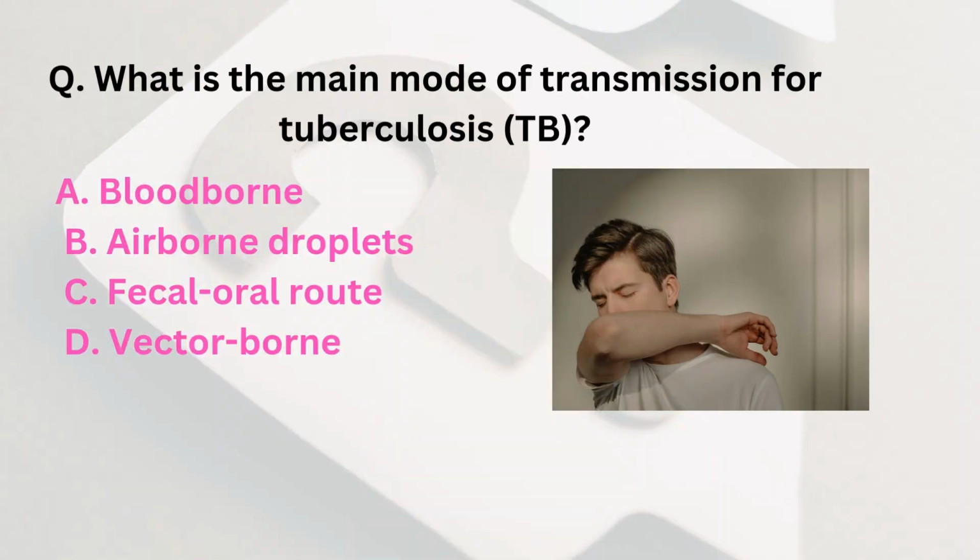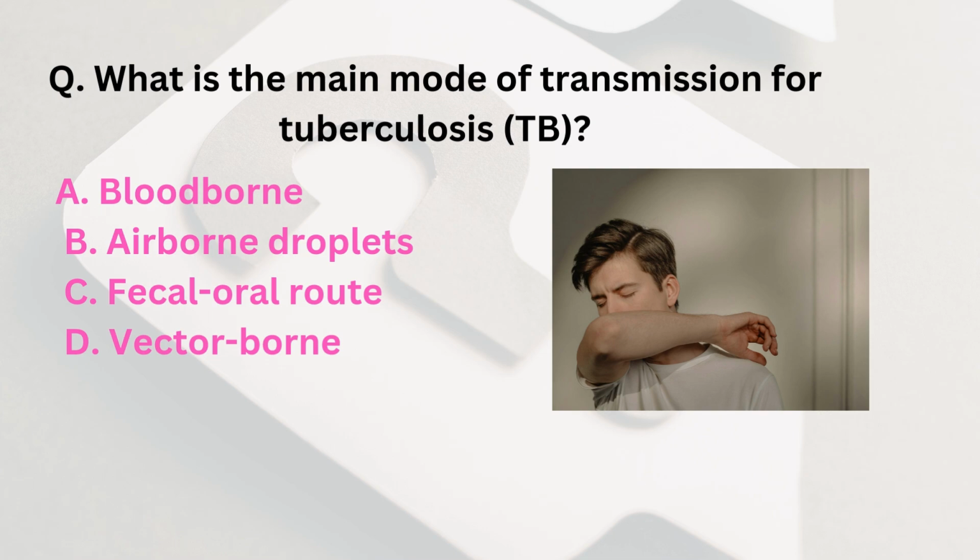Next question. What is the main mode of transmission for tuberculosis? That is TB. Options are blood-borne, airborne droplets, fecal-oral route, vector-borne. As we all know, tuberculosis is a bacterial infection caused by Mycobacterium tuberculosis. Usually, lungs are affected by tuberculosis. Tuberculosis is primarily transmitted through the air when a person with TB coughs or sneezes or speaks and someone inhales the airborne droplets containing TB bacteria.